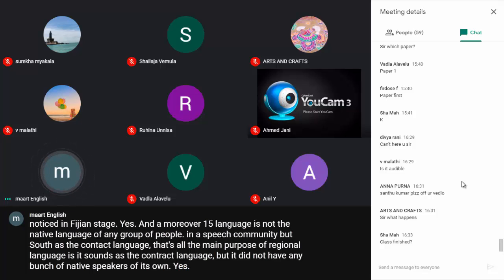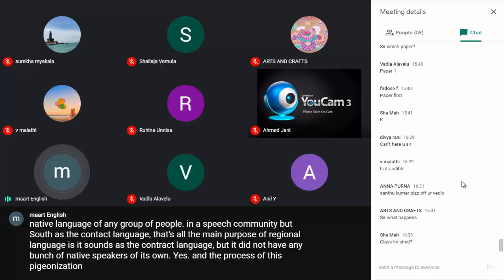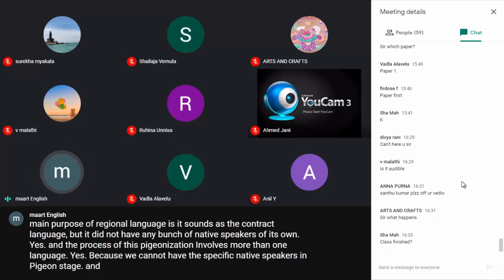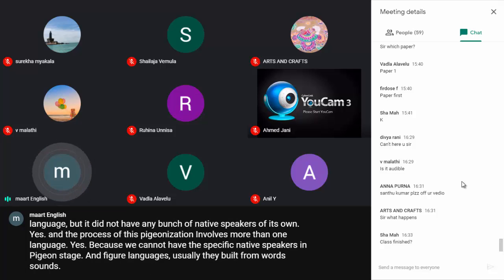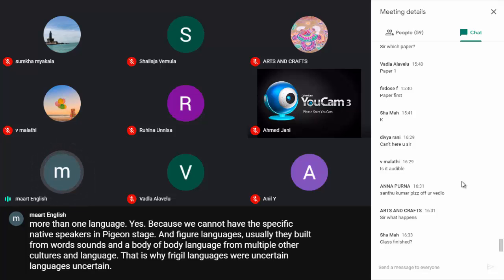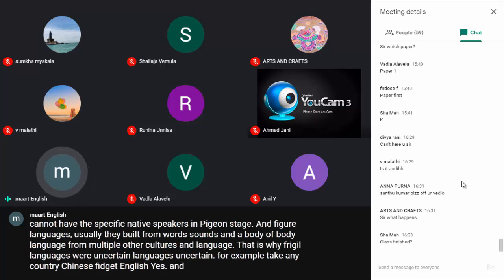And the process of pidginization involves more than one language, because we cannot have specific native speakers in the pidgin stage. Pidgin languages are usually built from words, sounds, and body language from multiple other cultures and languages. That is why pidgin languages were uncertain languages. For example, take any country: Chinese Pidgin English, Hawaiian Creole, and even Old English period pidgin languages.